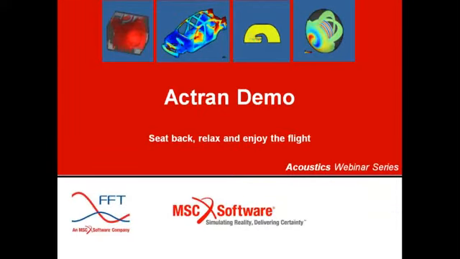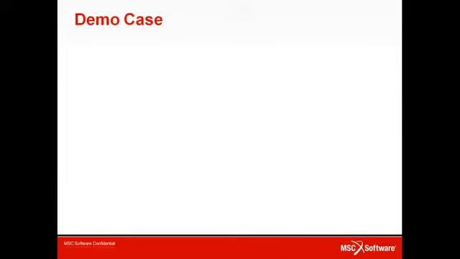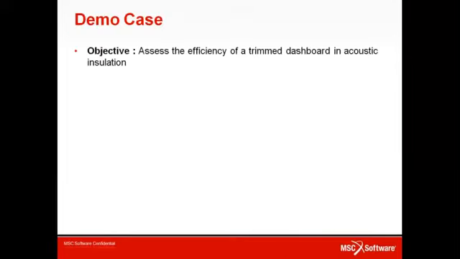Okay, now I will guide you through the graphical interface of Actran during a live demo. In this demo, we will assess the efficiency of a trimmed dashboard in acoustic insulation. In this example, a layer of foam and a layer of septum are added to the steel dash panel, and this sandwich panel is connected to the car compartment. So three configurations will be compared.